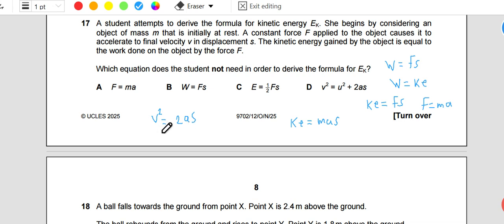So a is equal to v squared over 2s, and when we substitute here, we will find that kinetic energy equals m v squared over 2, the formula that we are searching for. And during all of these equations, we didn't use the formula C. We used the equation of motion, we used W equals Fs, we used F equals ma.